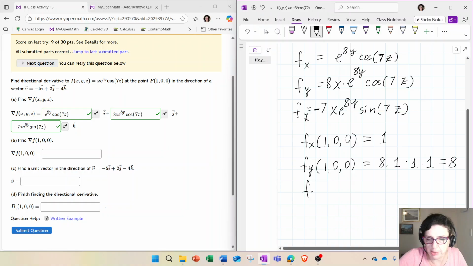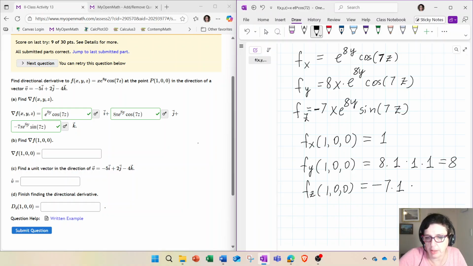And finally, the z derivative at (1, 0, 0) will be negative 7 times x. x is 1, and again, e to the power 0 is 1. But sine of 0 is actually 0. So when you multiply all of that, that's just going to give you 0.